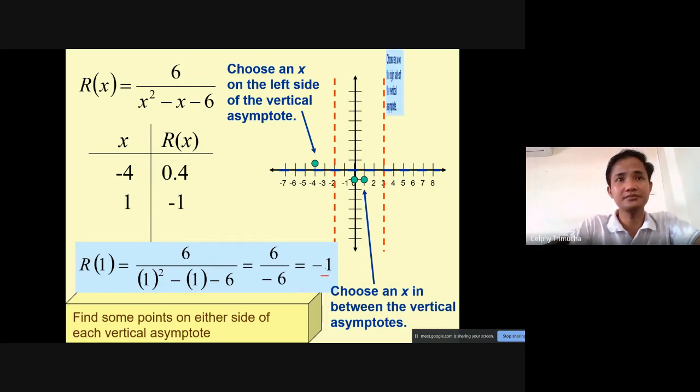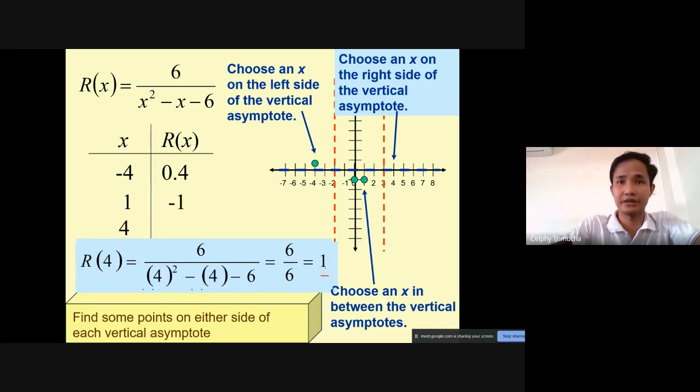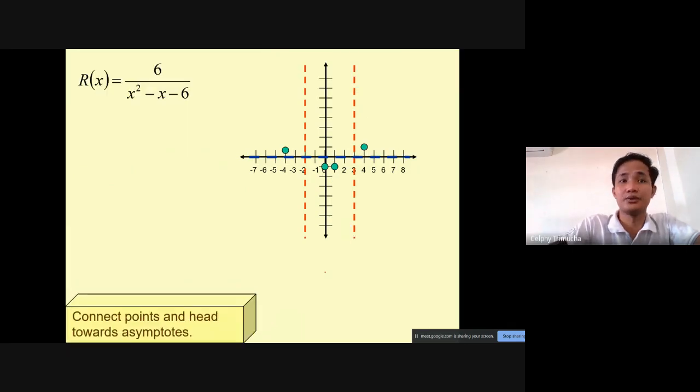Next, choose an x on the right side of the equation, or the right side sa aton nga vertical asymptote. And we have this one. Ginpili ko diri nga value is 4 or positive 4, and mo come up tas ang answer nga y is equal to 1. So may ari natin nga points sini nga graph. So connect points and head towards the asymptote.